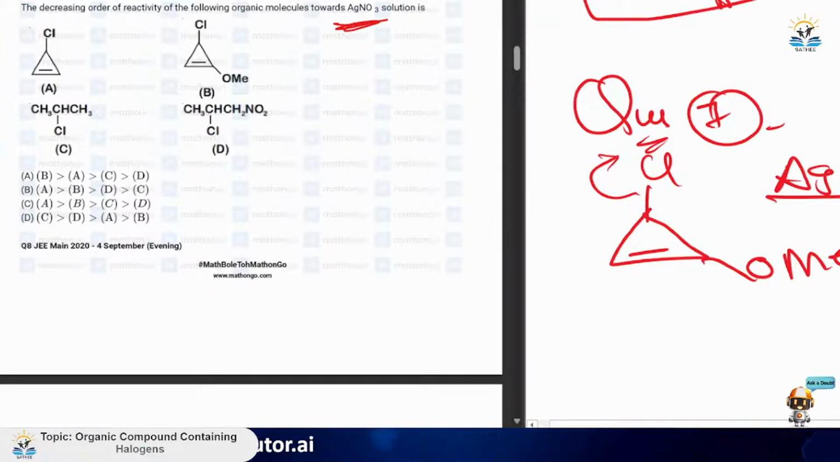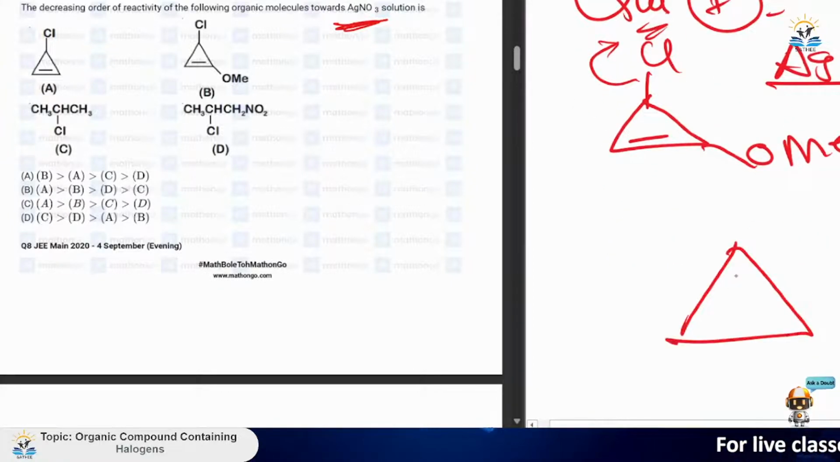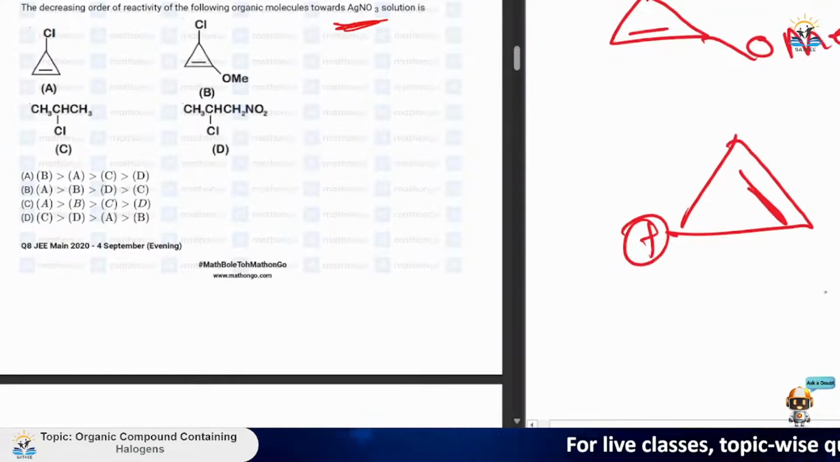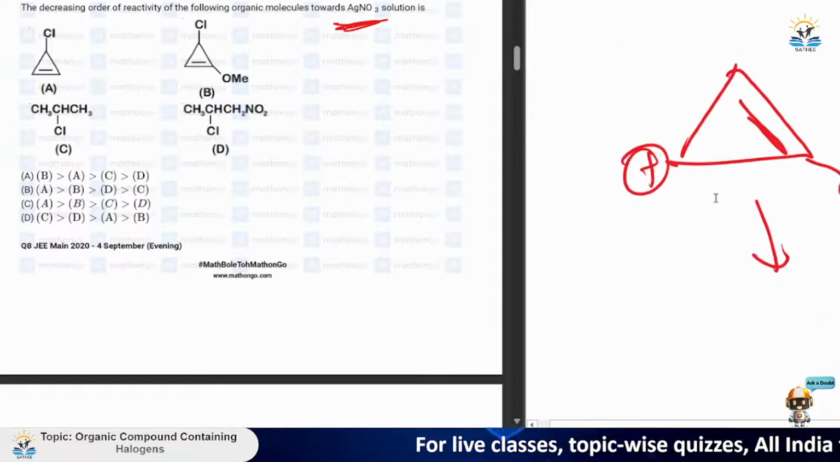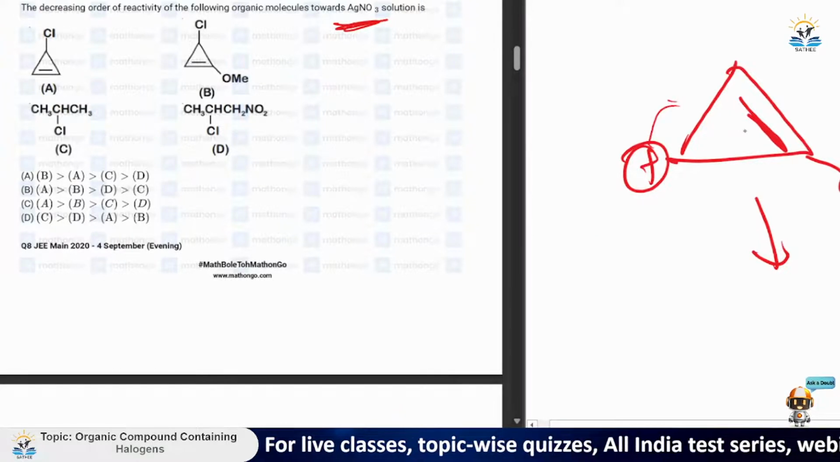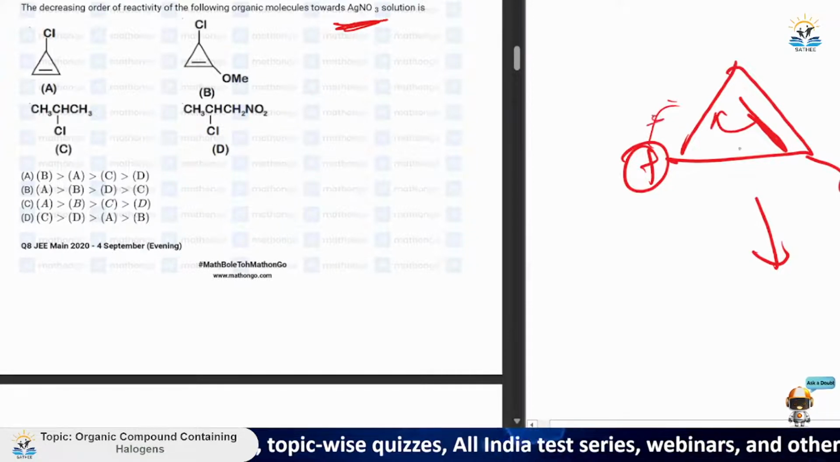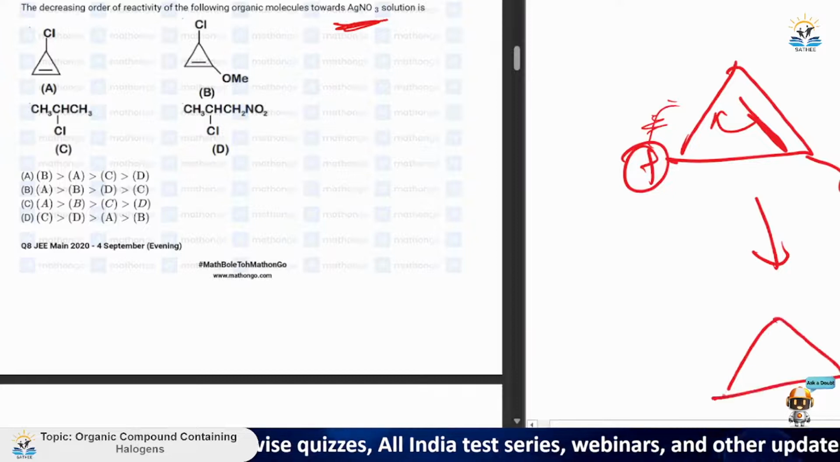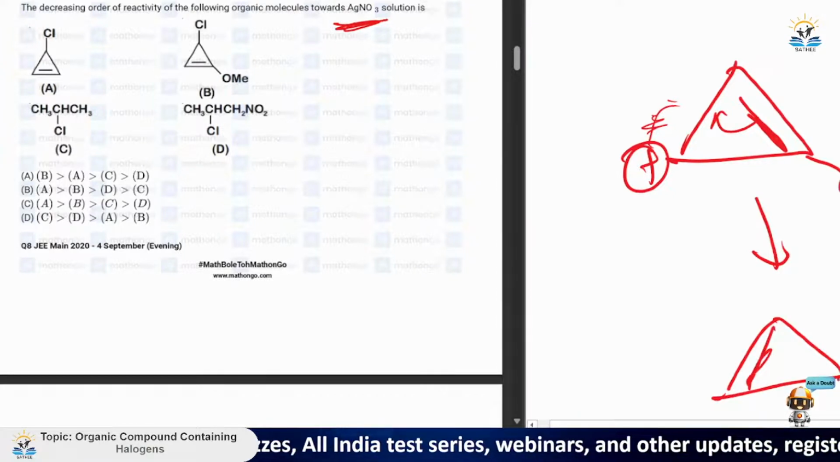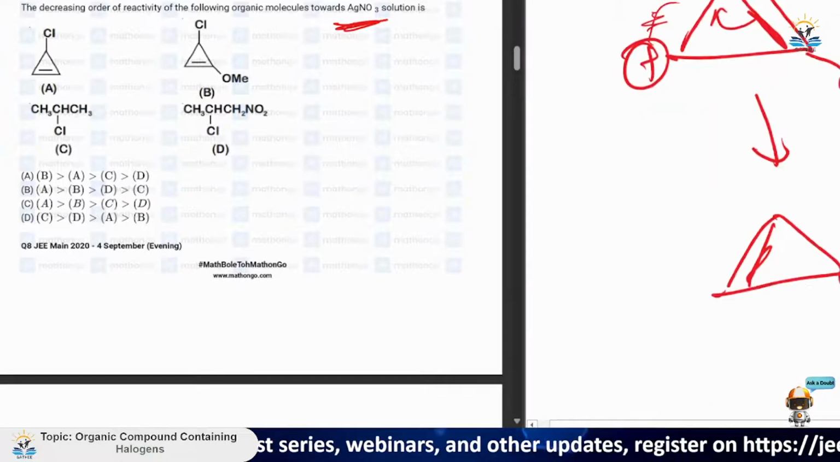So how will the structure form? Here a double bond comes and the positive charge comes here. Or it can be connected like this, with OMe here only, where this double bond comes here and the positive charge is cancelled out. So the positive charge comes onto the OMe part. The main funda is to take the positive charge onto this OMe part.